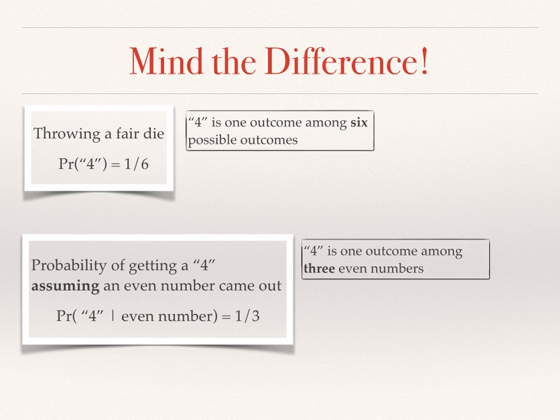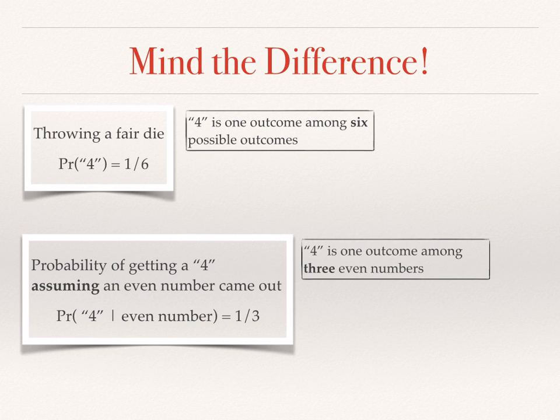So I want you to pause for a second and really grasp the difference between an unconditional probability statement, so that's the probability of getting a 4, for example. That's 1 over 6. Here you simply need to consider all the possible outcomes. There are 6 possible outcomes, and 4 is one of them, so the probability is 1 over 6.